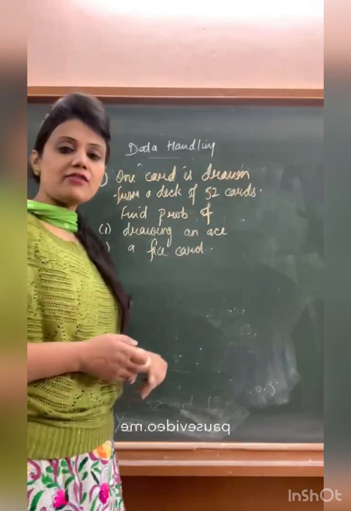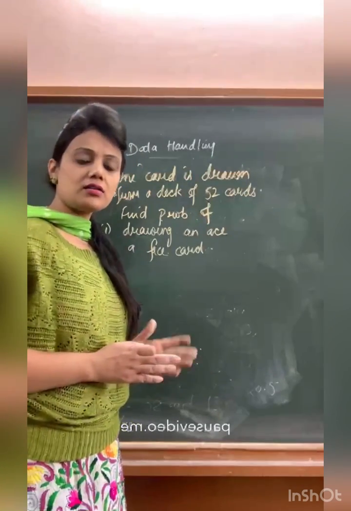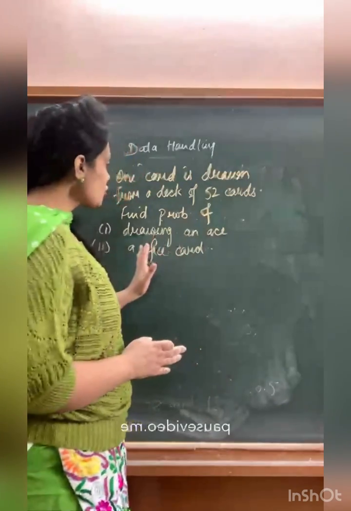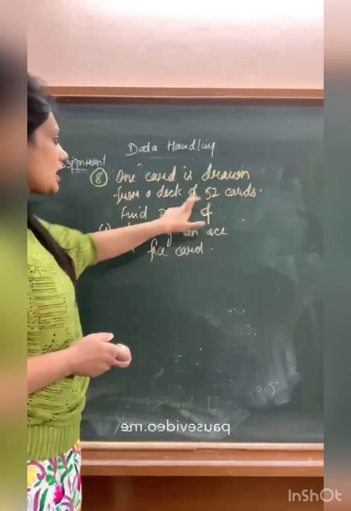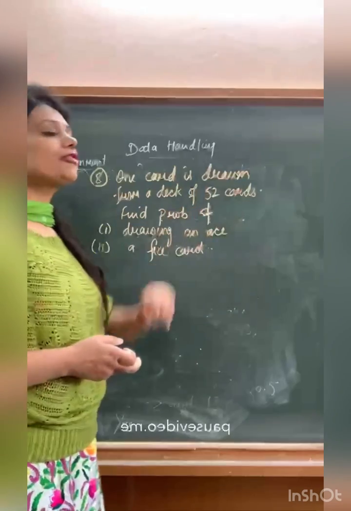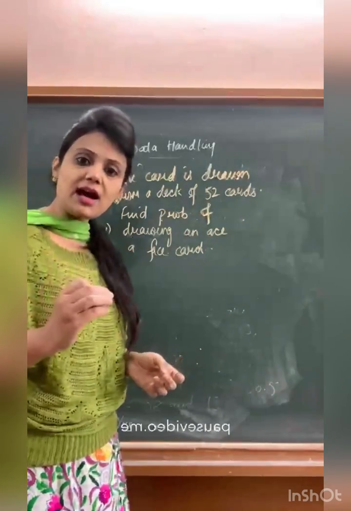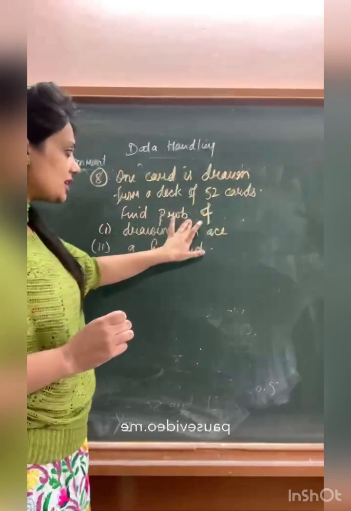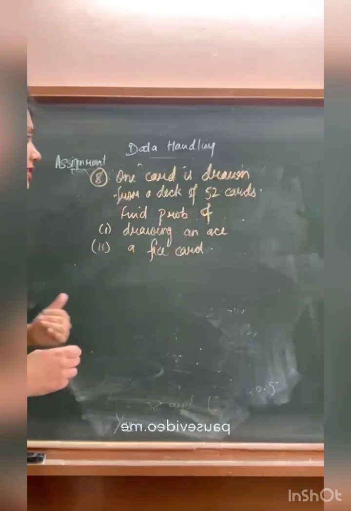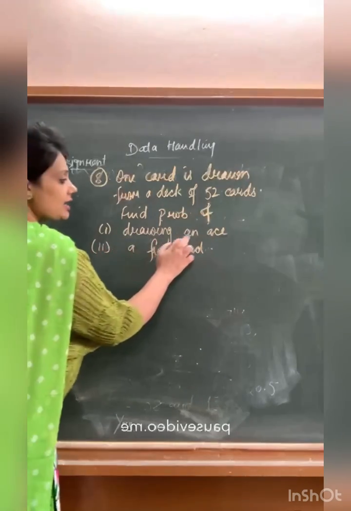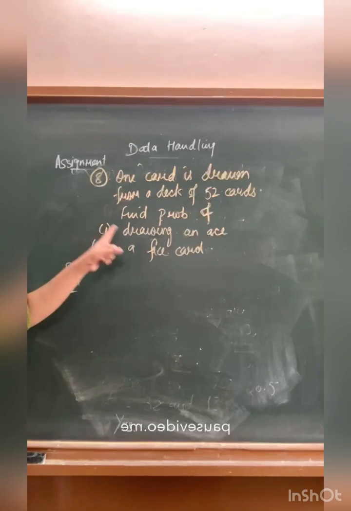52 cards. I have explained about all the cards to you in our previous question. So students, they are saying that there are 52 cards. One card is drawn from a deck of 52 cards. Is drawn means there are 52 cards, out of which we have taken out one card. So what is the probability that if we take out one card, then that card is an ace? So again probability question.